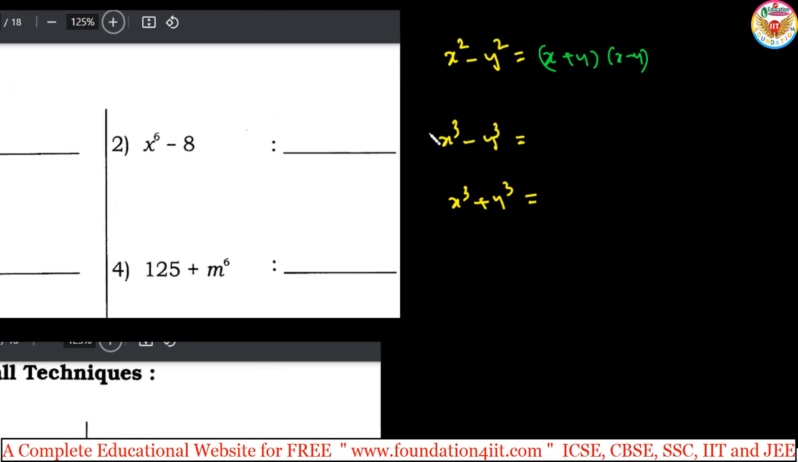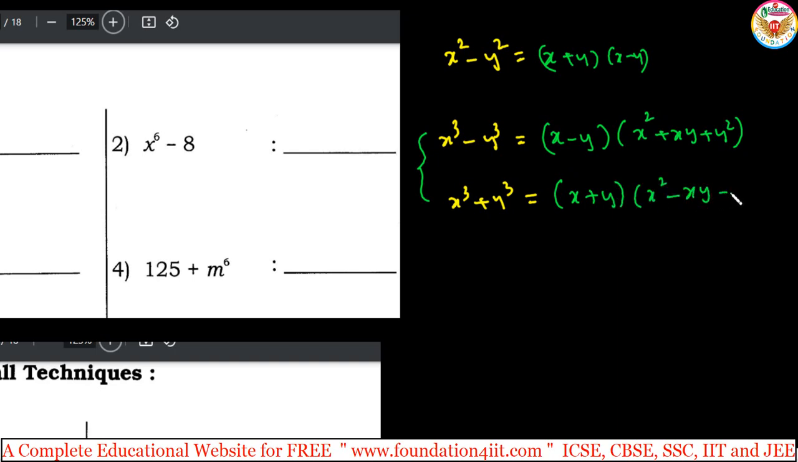Next we have these two formulas. x cube minus y cube is x minus y into x square plus xy plus y square. x cube plus y cube is x plus y into x square minus xy plus y square. Okay. First you can prepare the formulas, learn them, then only you can apply them in the problems. Okay. Now let us see.